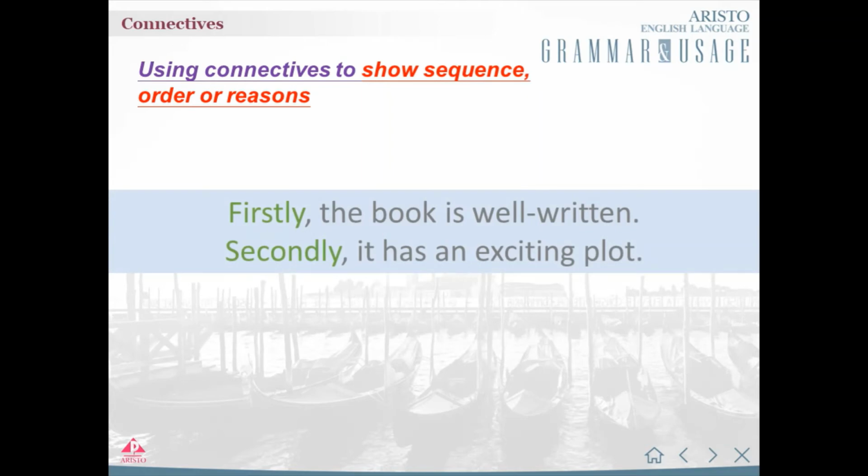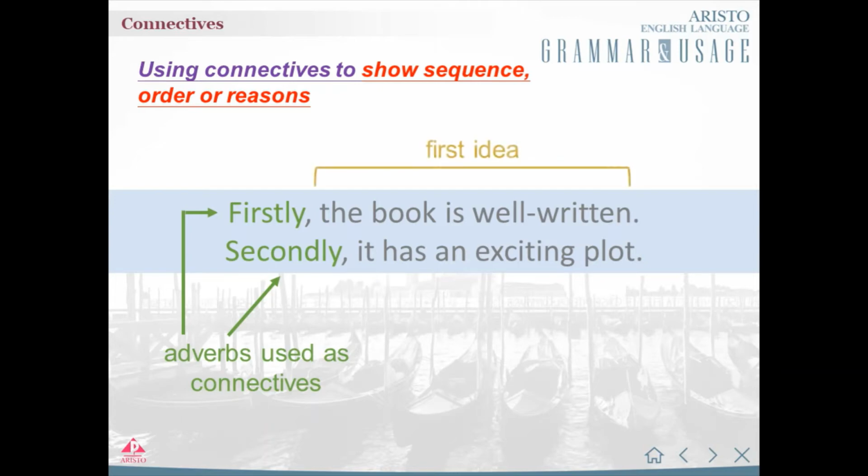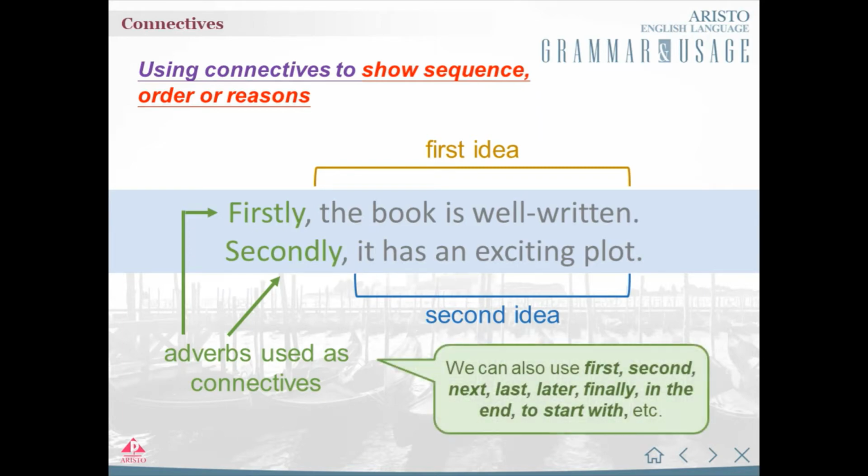Let's take a look at this example sentence. The adverbs firstly and secondly are used as connectives. They show which idea comes first and which idea comes second. In this case, the idea about the book being well written comes first, and the point about the plot comes second. We can use first, second, next, last, later, finally, in the end, and to start with in similar ways.